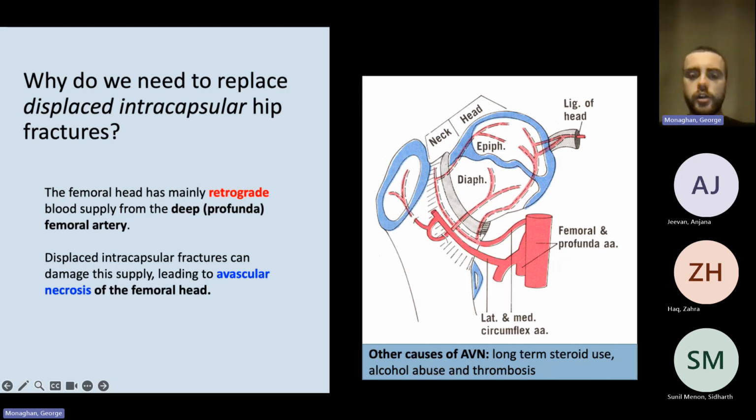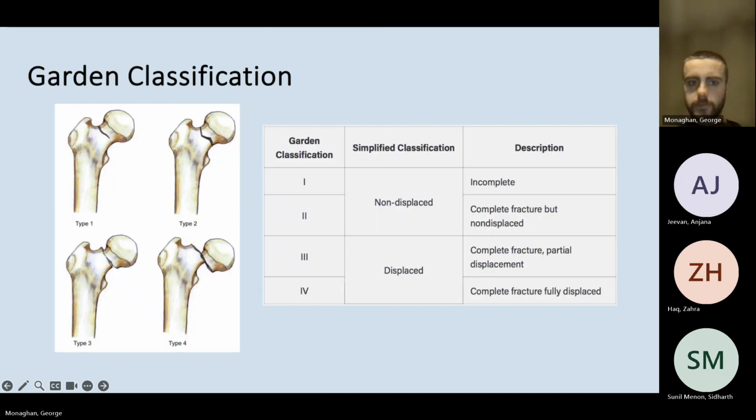Other causes that you should know about for avascular necrosis: thrombosis. Obviously, if you have a clot in the artery, then you're not going to get any blood going to the further branches, and that's what goes to the femoral head. Long-term steroid use could also be a question. It could be somebody who has arthritis, on long-term steroids, who comes in with hip pain, and that's something you can consider. Alcohol abuse as well.